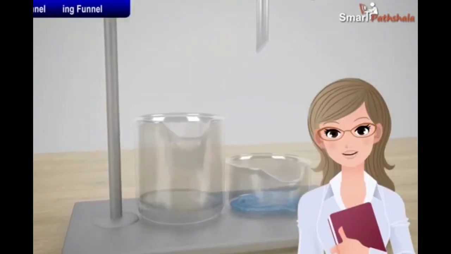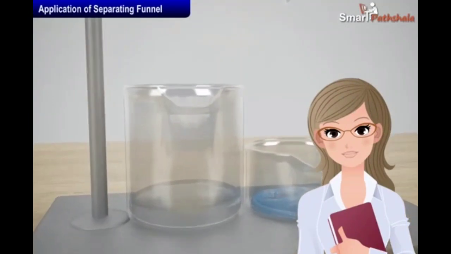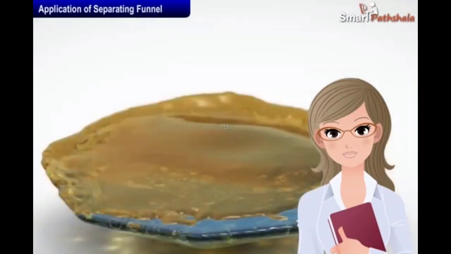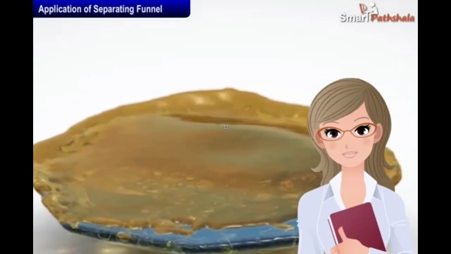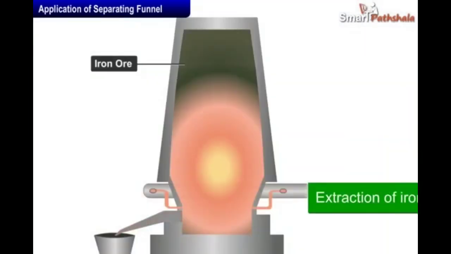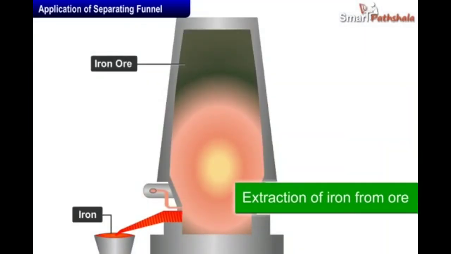Now, let's discuss the applications of the separating funnel. It is used to separate a mixture of oil and water. In the extraction of iron from its ore, the lighter slag is removed from the top by this method to leave the molten iron at the bottom in the furnace.